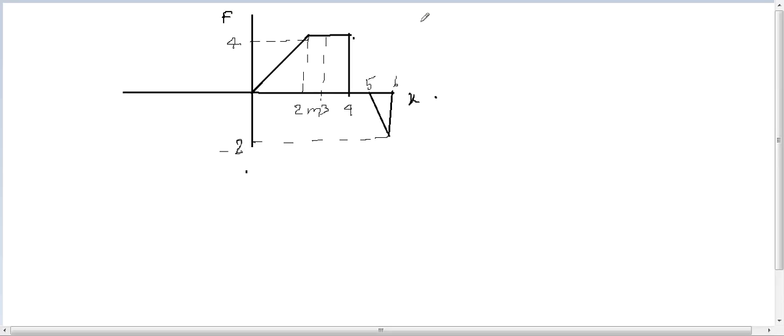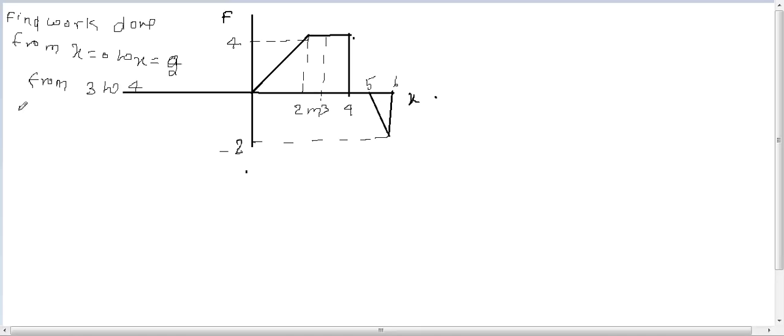So find work done. We write out the question here. Find work done from x is equal to 0 to x is equal to 2, then from 3 to 4, then from 0 to 6. Okay, we have to find work done in all this.